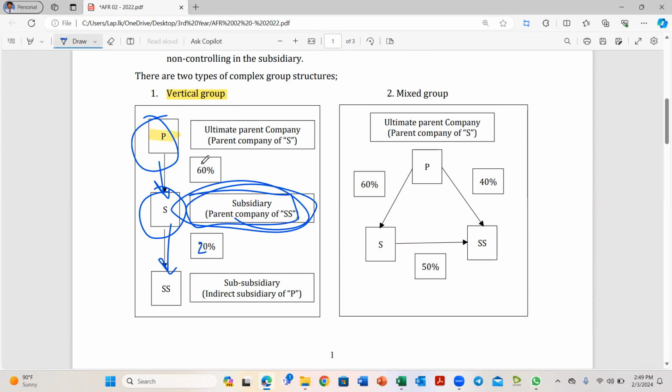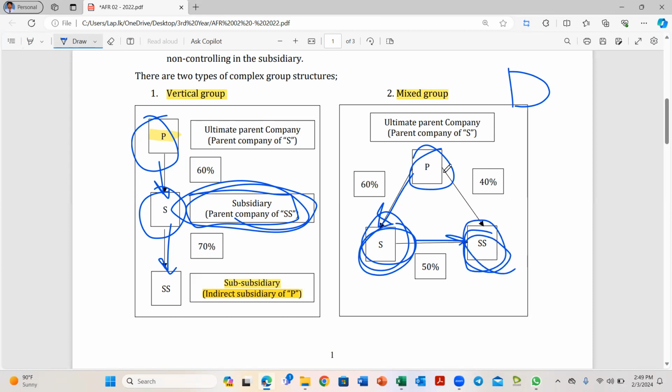70% of the SS. This is a subsidiary of the parent, right? Indirect subsidiary of the P, right? Under the mixed group, or the D-shaped group, we call this group structure a D shape. That is why we call it a D-shaped group. The ultimate parent is the S. The parent owns the investment in S, that is the subsidiary. This subsidiary owns its investment in another subsidiary, SS. So this SS is a subsidiary on behalf of the parent, right?